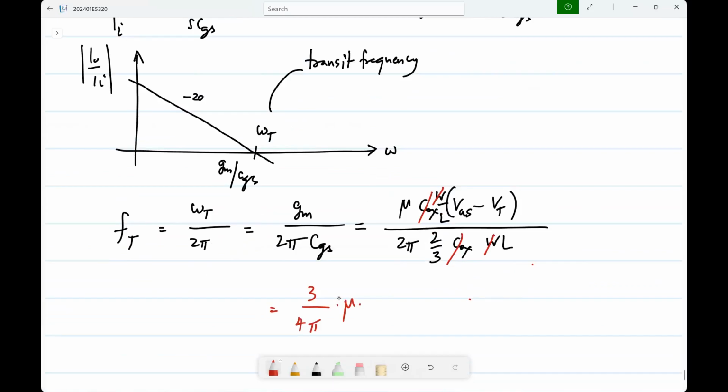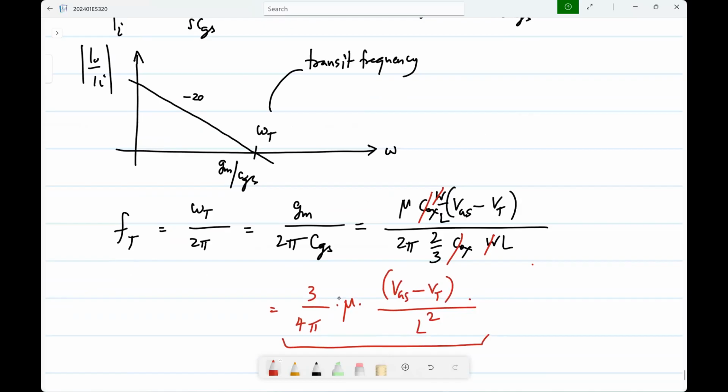This is mobility. Mobility indicates the speed of carriers, so it makes sense that this frequency is proportional to mobility. Okay, so if you go to materials which have higher mobility, you will have a higher transit frequency. This is also the attraction of technologies like GaN, gallium nitride, which you may have heard of. There is a lot of hype on gallium nitride right now because of its advantages with mobility. And then VGS minus VT by L square.